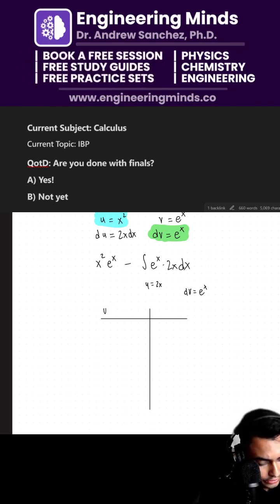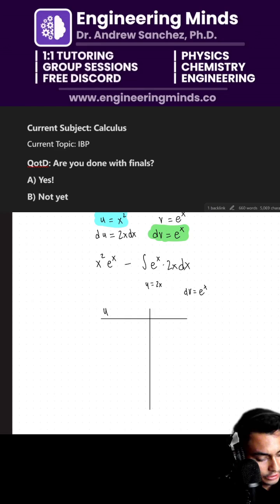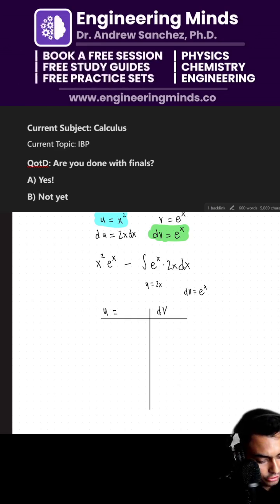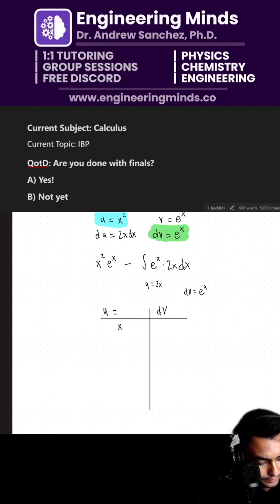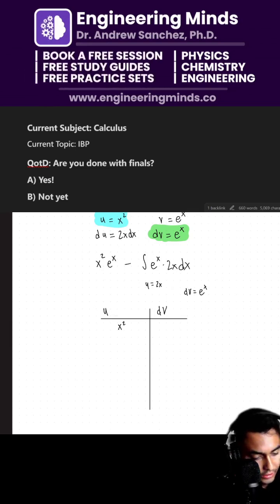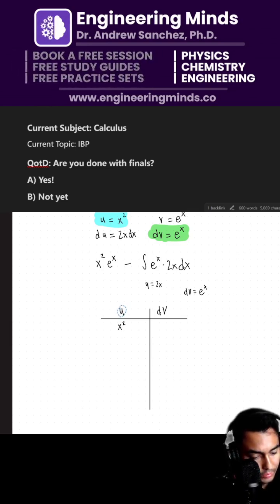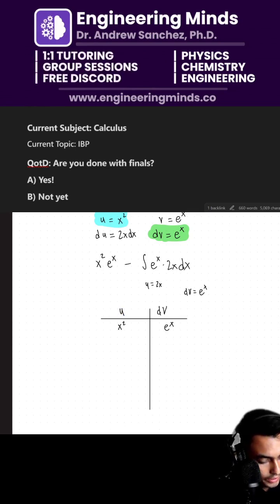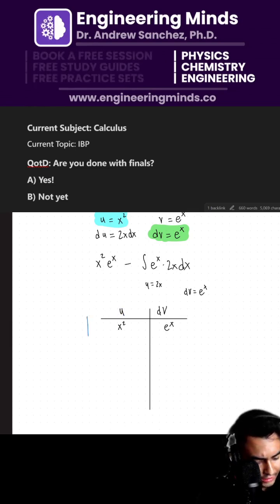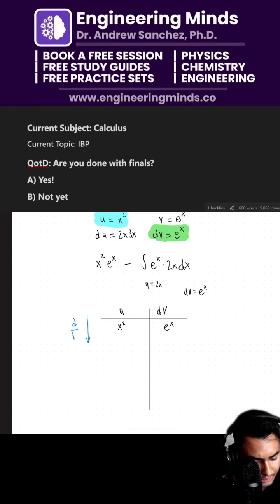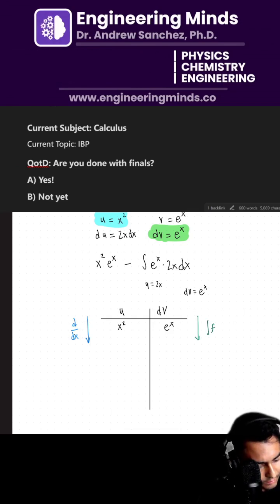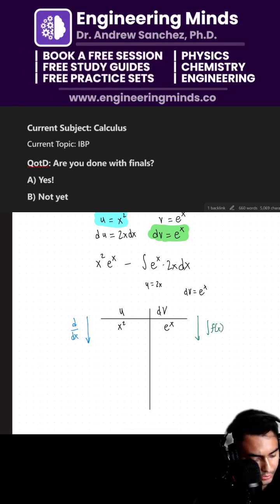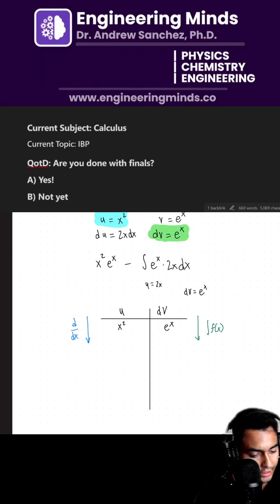Here you're going to select your u, and here you're going to put your dv. Okay, so our u is not going to change. It's still going to be x squared over here. And then our dv is still going to be our e to the x. Okay, but on the left hand side you're going to differentiate, and on the right hand side you're going to integrate until you get 0.